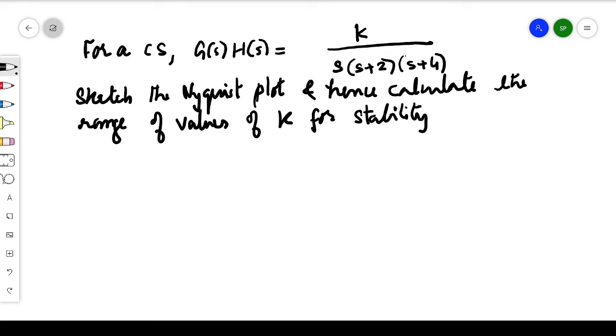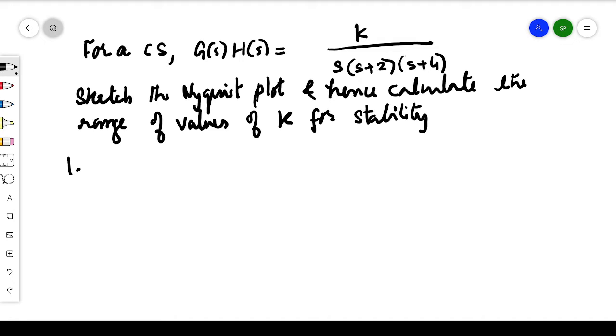We have already seen the theory for Nyquist stability criteria. Now we'll see how to apply that to solve a problem. So here in the given transfer function, first we have to check how many poles and zeros are lying on the right hand side of the S-plane, because we are bothered only about the right hand poles or zeros.